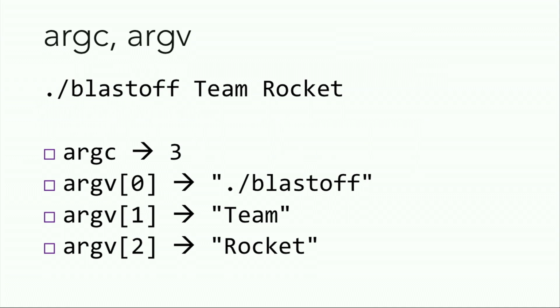So, to access our command line arguments, all we have to do is access the right element of the argv array. If the user entered ./blastoff team rocket into the terminal, argv[0] would be ./blastoff, argv[1] would be team, and argv[2] would be rocket.